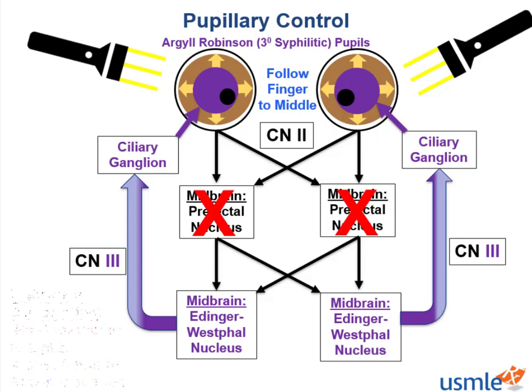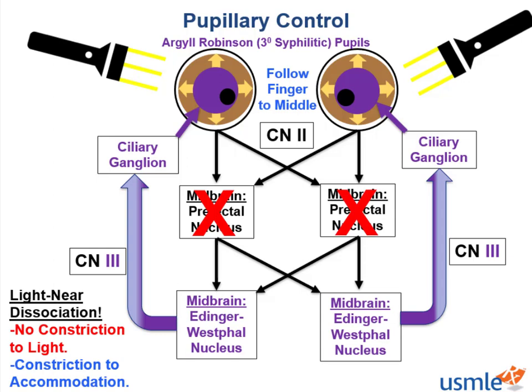Overall, the key thing to know is that Argyll-Robertson pupils exhibit light-near dissociation. That is, the pupils do not constrict to light due to the pretectal nuclei being damaged by syphilis. However, the pupils do constrict when the accommodation reflex is elicited. This is because the accommodation reflex uses pathways throughout the cortex that do not specifically rely on the parasympathetic pathway presented here.